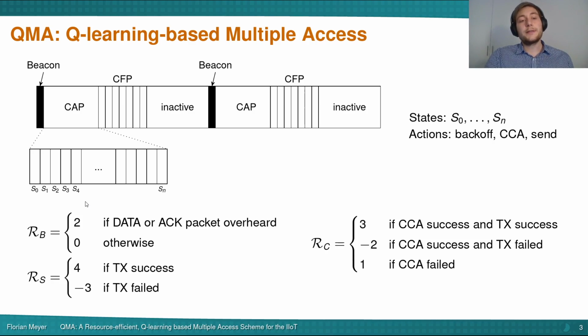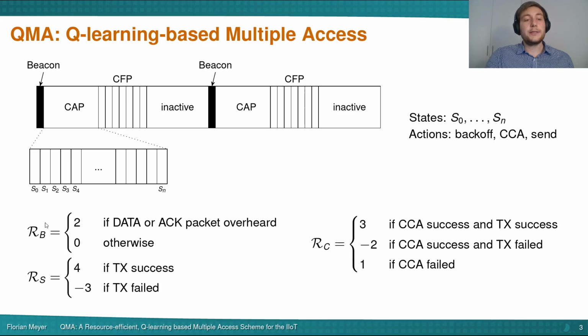The rewards for the different actions are given here. So we decided to split the rewards for the different actions. We have the rewards for the backoff, send, and CCA action here. And the basic idea, as I said, is to learn in which slot it is beneficial to transmit a data packet and in which slots it's not beneficial.